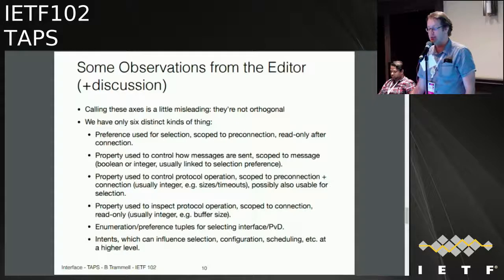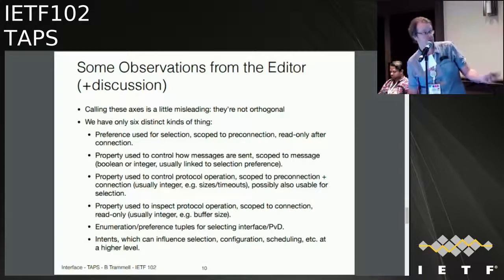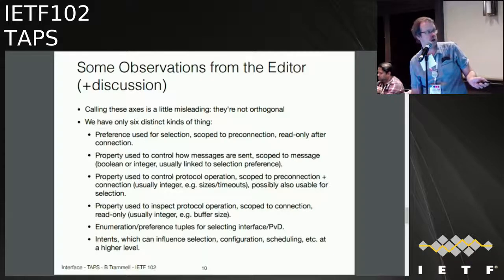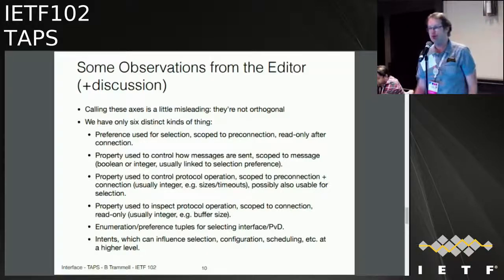And then I went through this list. We have 6 distinct kinds of things. Very clearly, we have preferences used for selection. We have a property that controls how the message is sent in its scope to a message, and it's usually linked to a selection preference. We have a property used to control operation, and it might be usable for selection as well. For example, if you say, I need a protocol that's going to allow me to send atomic messages of 128K, good luck. The system will go off and define a new transport protocol for you, I guess.